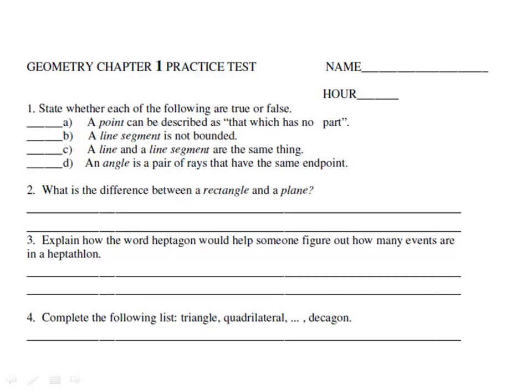All right, a point can be described as that which has no part. That is right out of the first one of the definitions in the first chapter. That's true. A line segment is not bounded. That's false. Bounded by the endpoints. A line and a line segment are the same thing. Well, that's false. A line segment is contained within a line, but they're not the same thing.